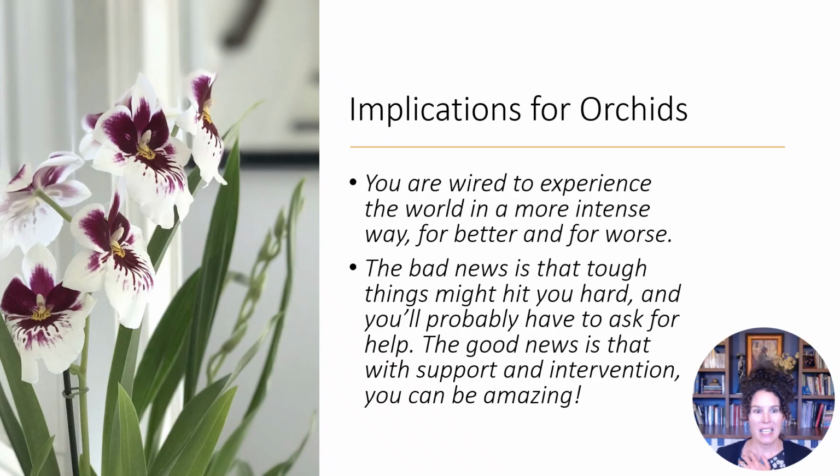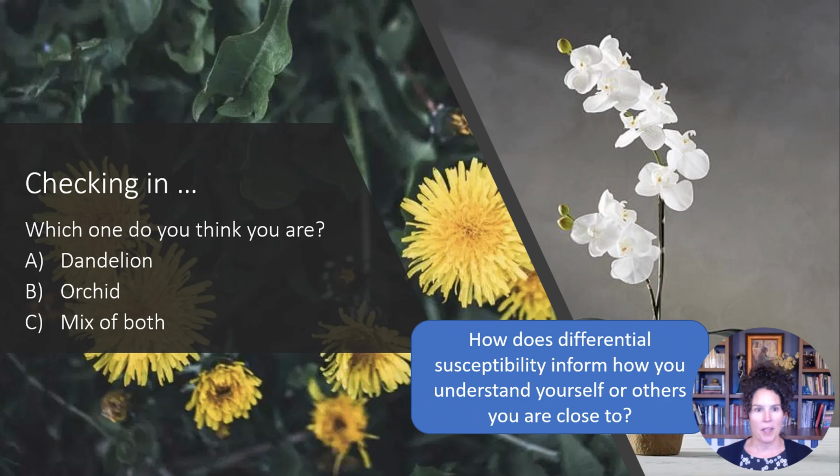And so basically, it is like you're wired to experience the world in a more intense way, for better or for worse. So the bad news is that things are going to hit you hard. And you're probably going to have to ask for help. But the good news is if you can get help and support, you can really be amazing. I think it's probably the orchids that keep therapists in business, and we're the ones who benefit the most from therapy.